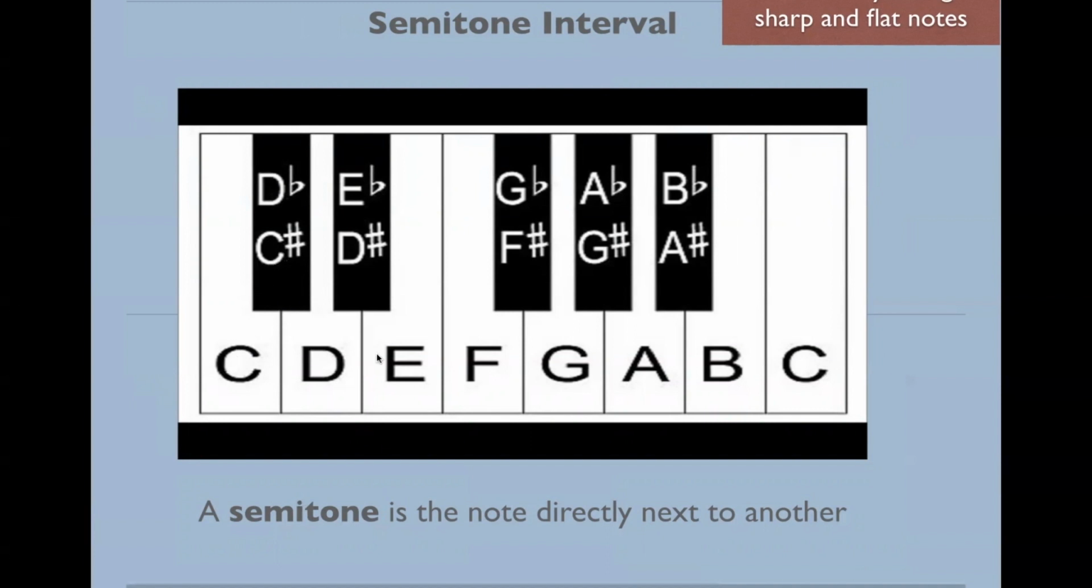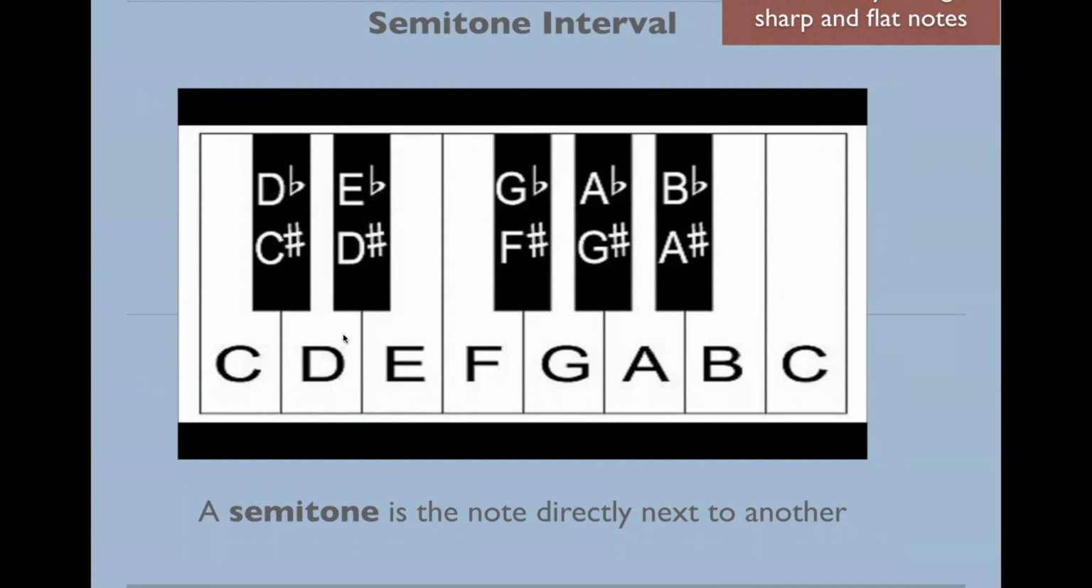This is one thing we've not touched on yet, and this is what we're going to get some knowledge on. Anytime we move to the note directly next to it, let's move from C up to this first black note, this is called a semitone. An interval, which is the title here, is essentially the distance between 2 different notes. So this is a semitone interval. A semitone includes any note directly next to another.